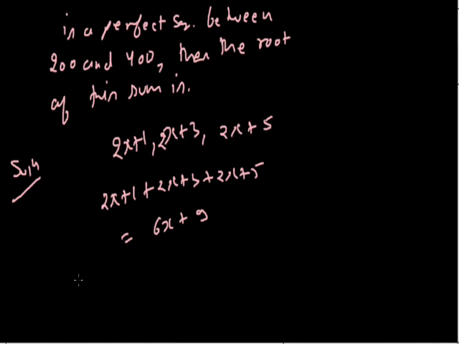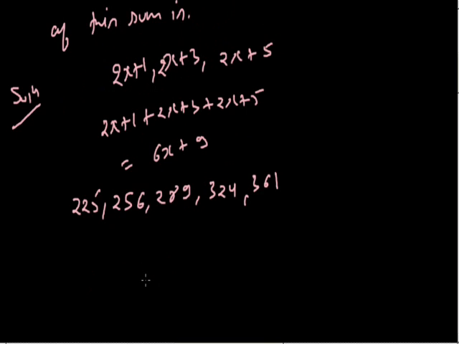And we know that the perfect squares between 200 and 400 are 225, 256, that is the square of 16, 17 squared is 289. Now the next square is 324, which is the square of 18, and 19 squared is 361. So these are the perfect squares which are lying between 200 and 400. Now, as we know that the value of x should be an integer, we go through all these options and find in which case we get the value of x as a natural number.